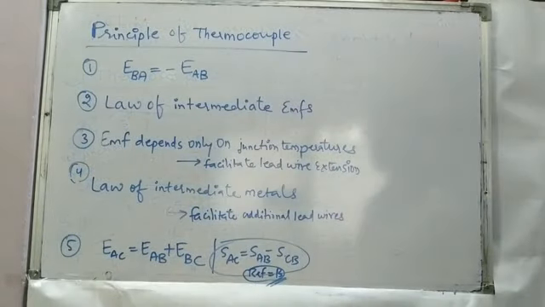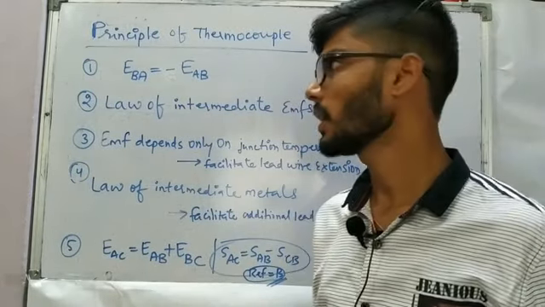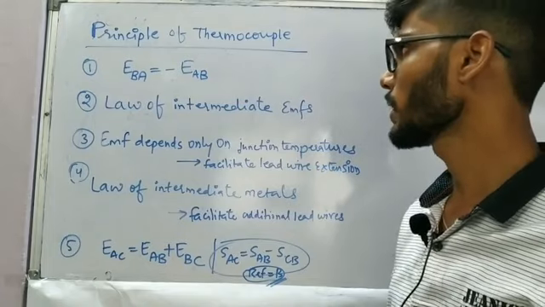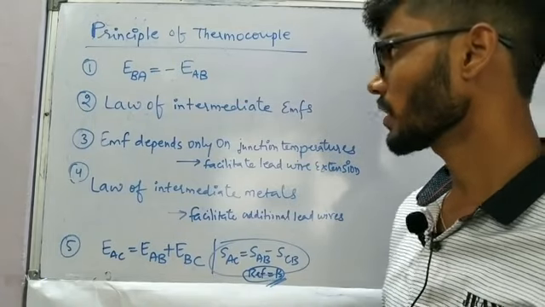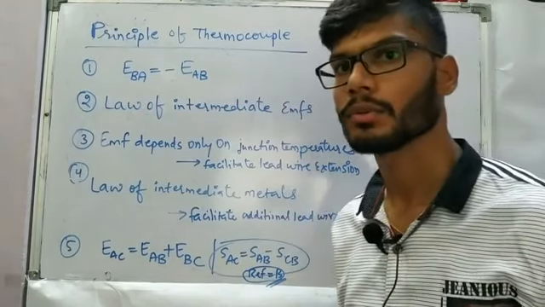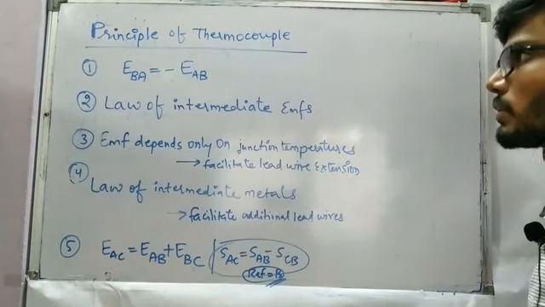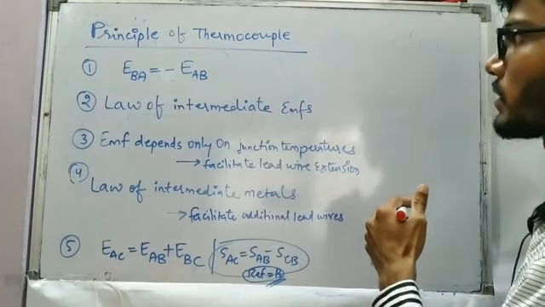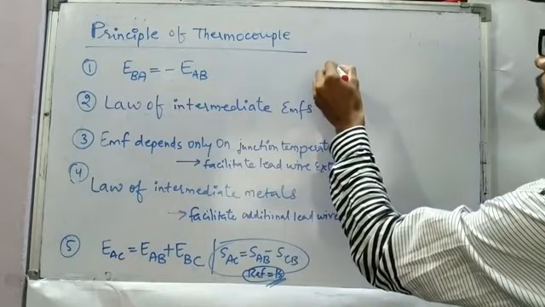So now let us talk about the principles of thermocouple, and by understanding them we'll be able to get what actual benefits we are going to get over other sensors. So the first law says E of BA is equal to minus of E of AB. So what does that mean?